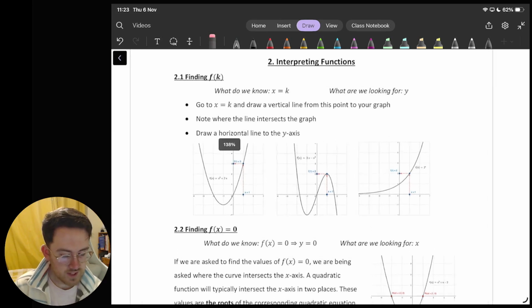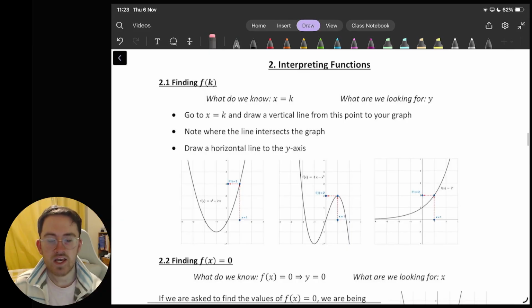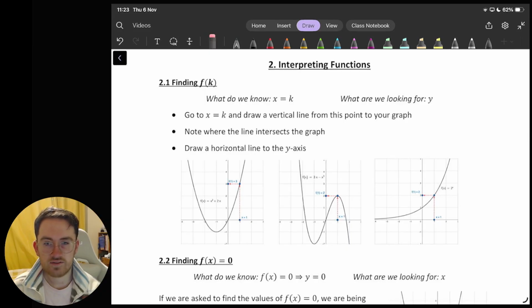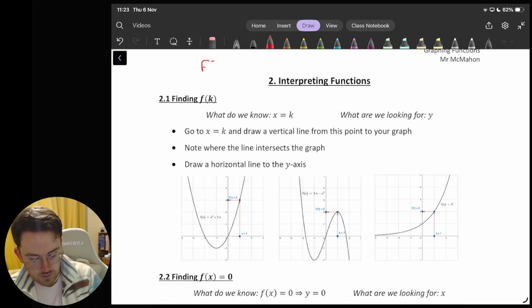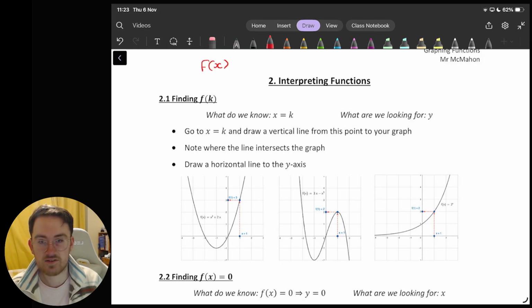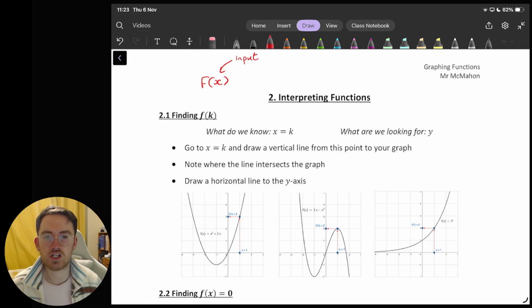So in terms of that, looking at the first example here on interpreting functions, the first question says we're looking to find f of k. F of k. So the note I've made for myself here is, what do we know? And we should hopefully know that in any normal question with functions, we usually see that idea of f of x, where this thing inside the bracket would be the input, and we know that inputs usually use the letter x in terms of our functions here.